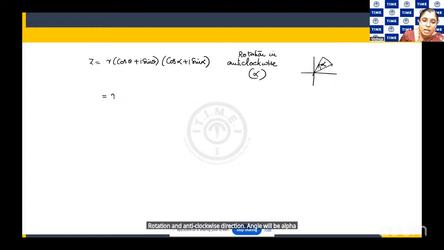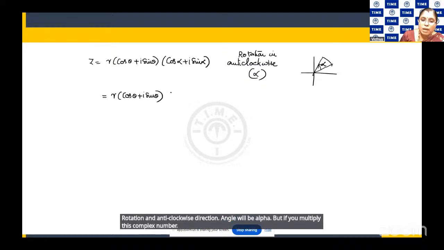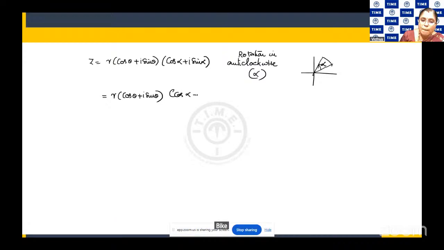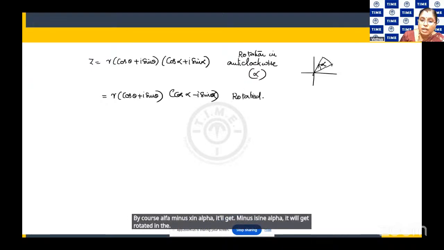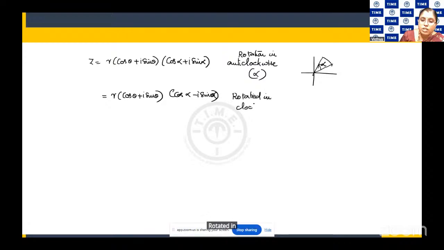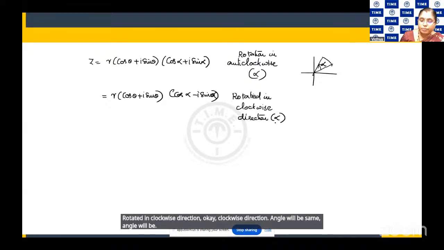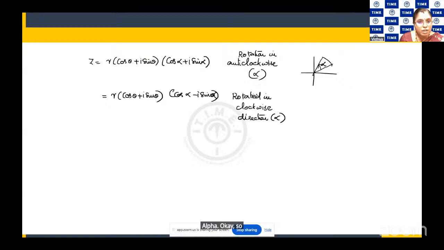But if you multiply this complex number by cos alpha minus i sin alpha, it will get rotated in the clockwise direction. Okay, clockwise direction. The angle will be the same, the angle will be alpha. Okay, so this is what we have to remember.